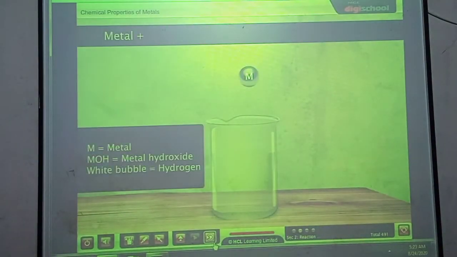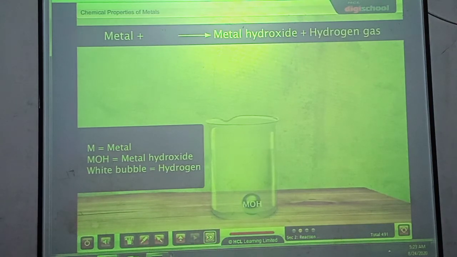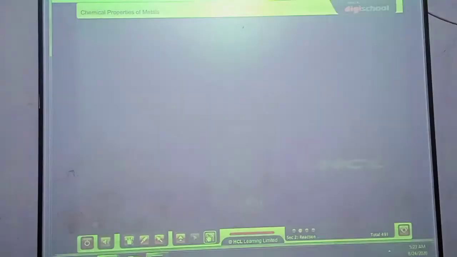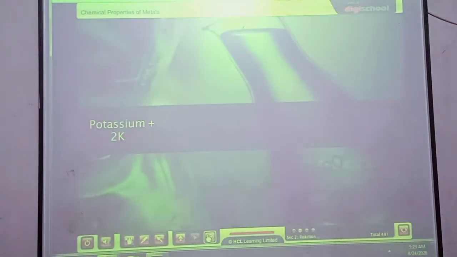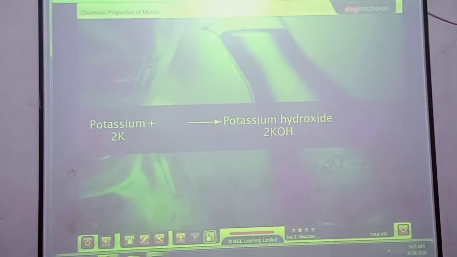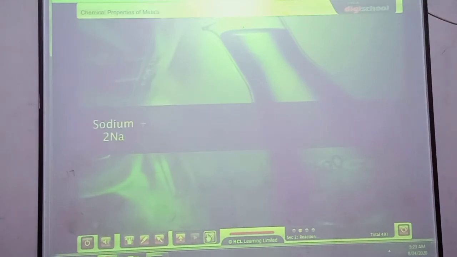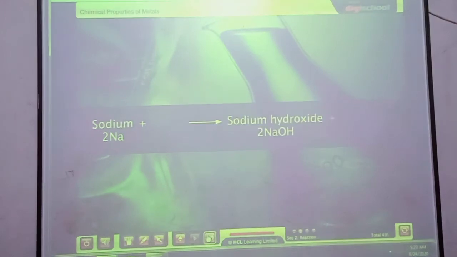Metal reacts with water to give metal hydroxide and hydrogen gas. Potassium reacts violently with water to give potassium hydroxide and hydrogen gas. Similarly, sodium reacts with water to give sodium hydroxide and hydrogen gas. Hence, we should keep them away from air and water.